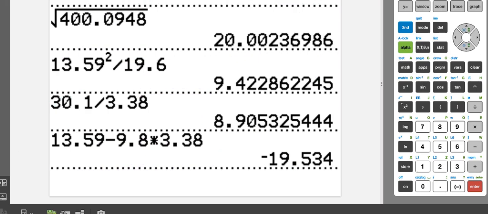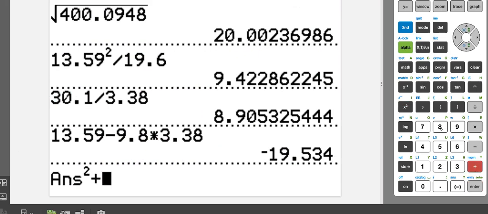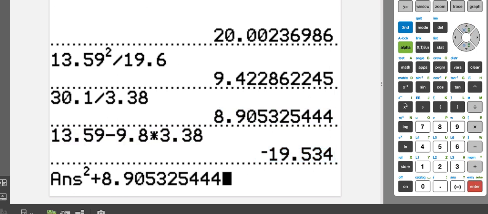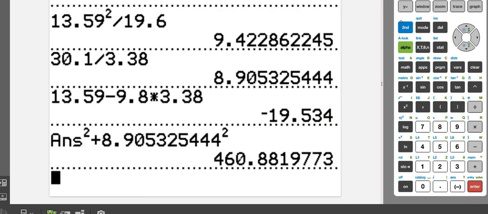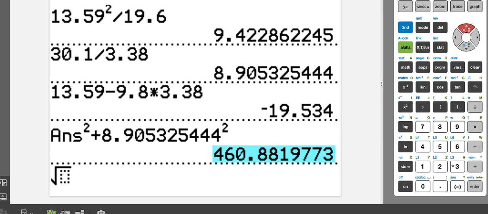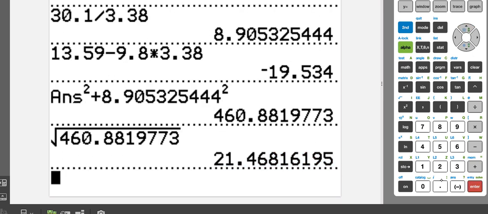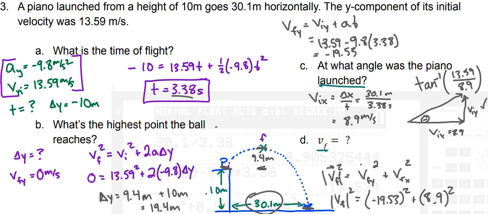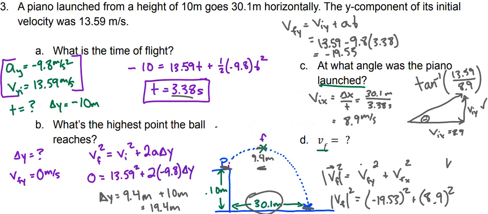So watch how I do this. I'm going to square that number, super easy. I'm going to go up and grab this number, that's the x velocity, square it. And then I'm going to square root that answer. And I get that the final velocity, the magnitude of that velocity, is 21.5 meters per second. We've made it through the group work questions. Cheers if you've made it all the way through this with me.